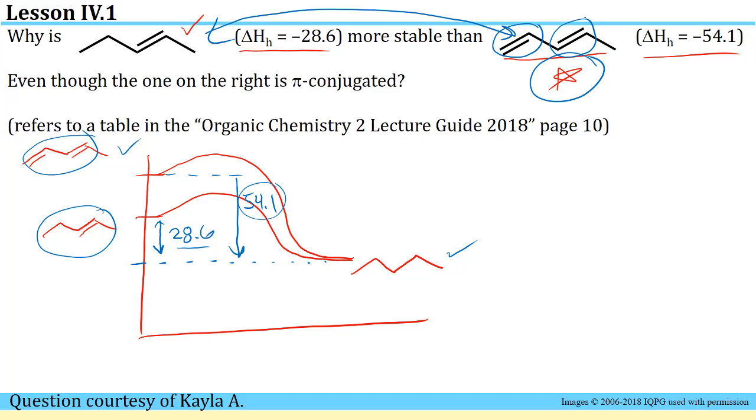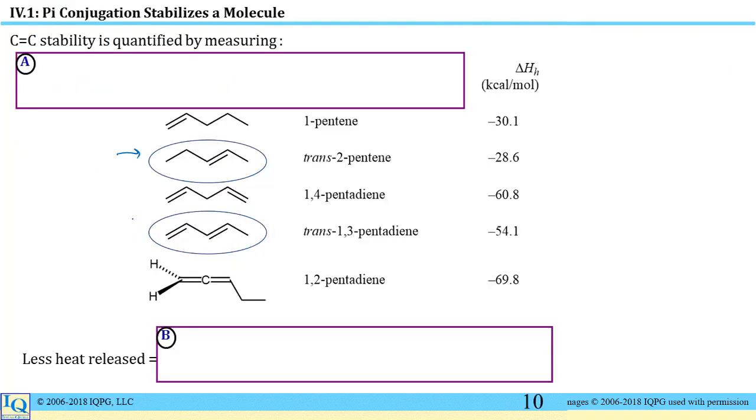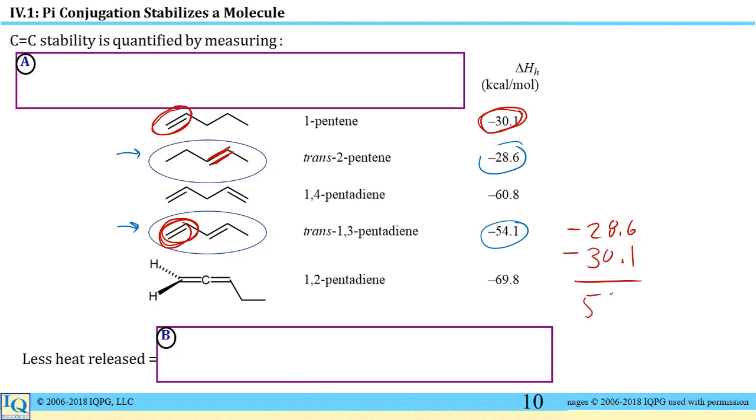So if we look at the table that was on page 10, these are the two that the student asked about, right? 54.1, 28.6. The thing is that this one has a pi bond right here, just like this one does. So you'd expect minus 28.6 for just this bond if there was no special stability from being pi conjugated. But this molecule that's pi conjugated also has this pi bond, which looks like this one. It's at the end of the molecule. So it should also have the heat of hydrogenation for that one. Taken together, that's 58.7. So it would give off more heat.